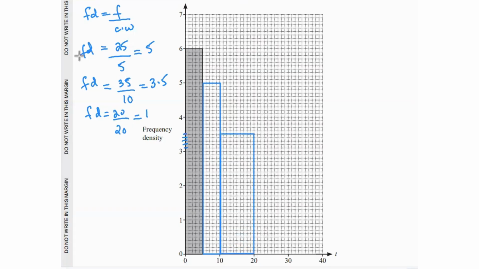Then after that, it's going to be one. And then lastly, the frequency density is 1. So this is for 20 to 40. So that is your histogram.